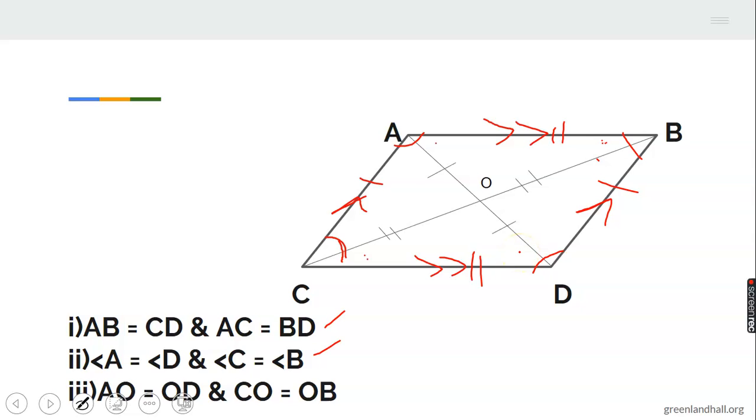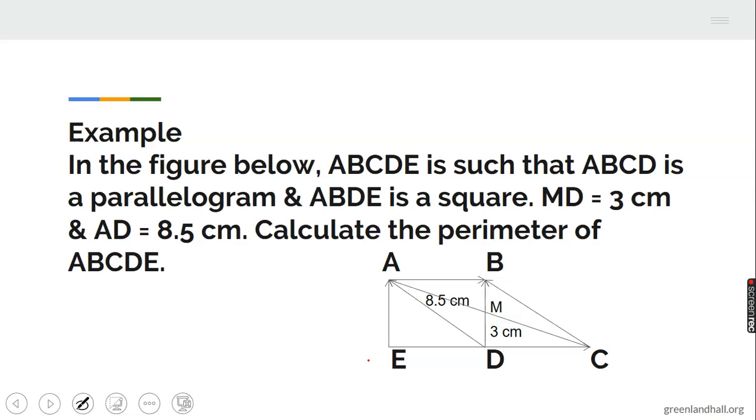The last one, you should know that AO from here to here is equal to OC, from here to here. Looking at AC, you can see these two parts are equal, meaning that this one is the midpoint, dividing it into two. Very important. And this is an example.